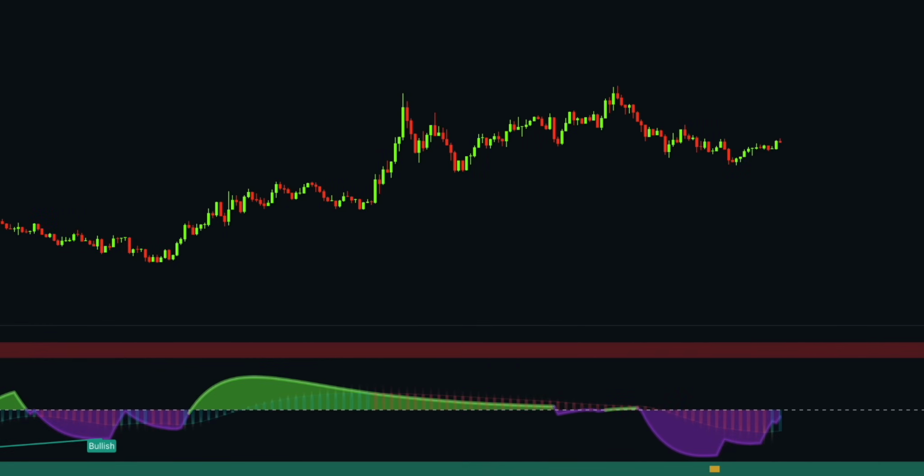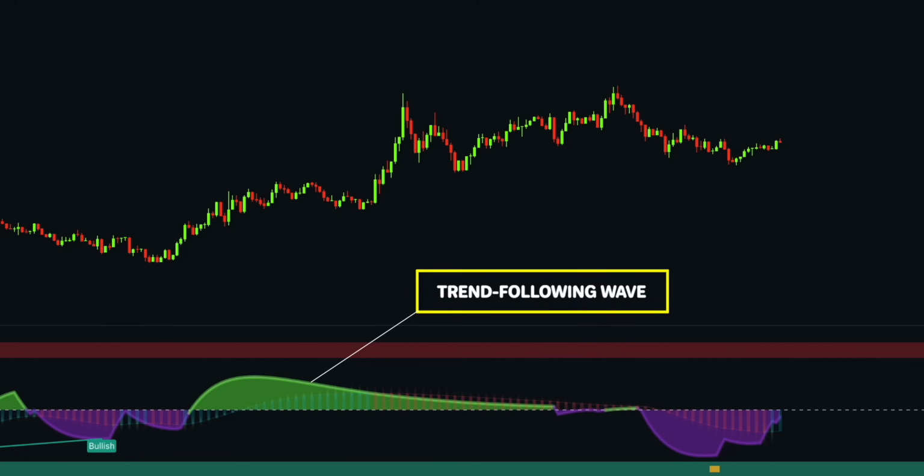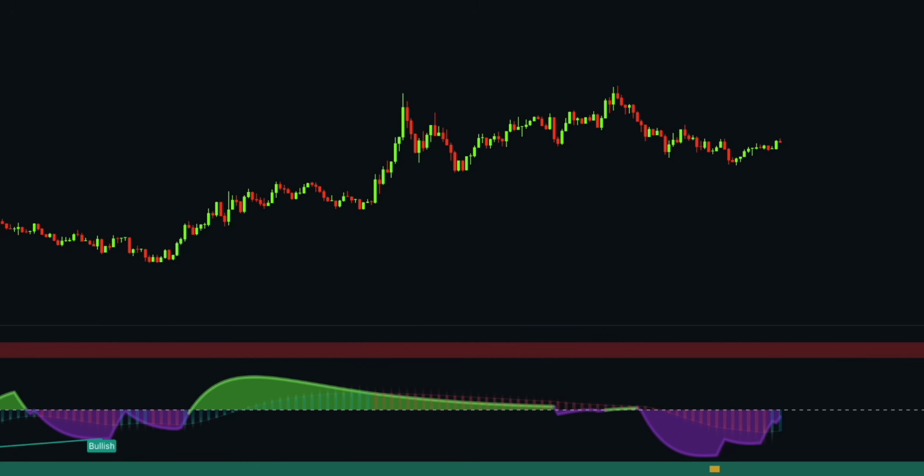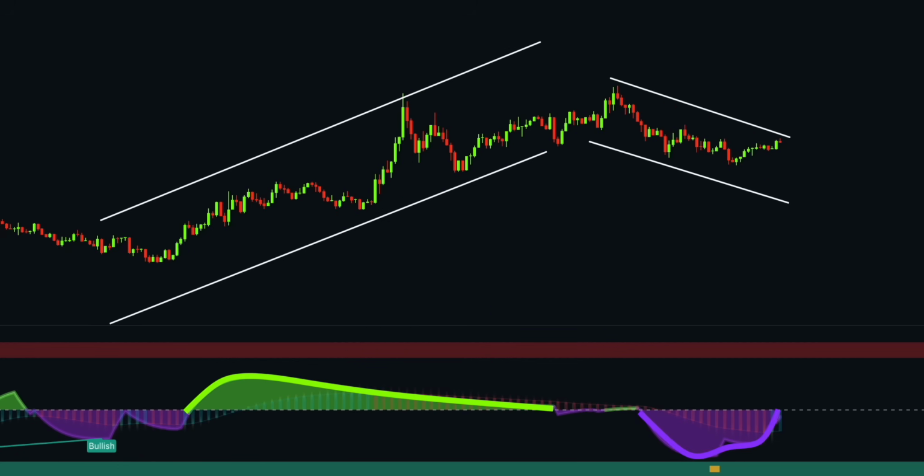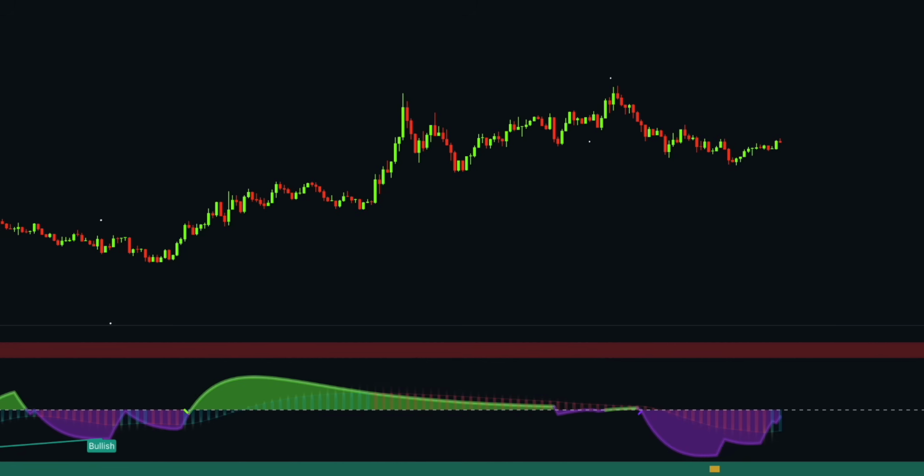Another super powerful component of this indicator are these trend-following waves. Trend-following waves allow you to anticipate the current market state. If the wave is green, the market is in a strong uptrend. A purple wave indicates a bear market. The unique shape of the oscillator can really help you see when a trend is weakening. This happens when the oscillator flatlines.